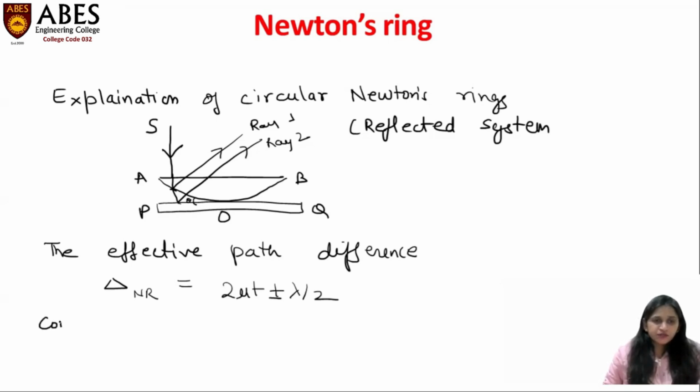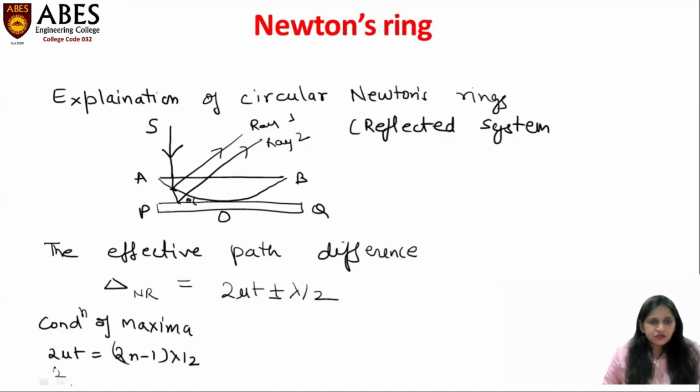Then what will be the condition of maxima? The condition of maxima will be 2 mu t equals, because we have calculated in thin film, so we can easily write this down, 2n minus 1 lambda by 2, or 2 mu t equals 2n plus 1 lambda by 2, and the value of n in the minus case is 1, 2, 3, and the value of n over here is 0, 1, 2, and 3.